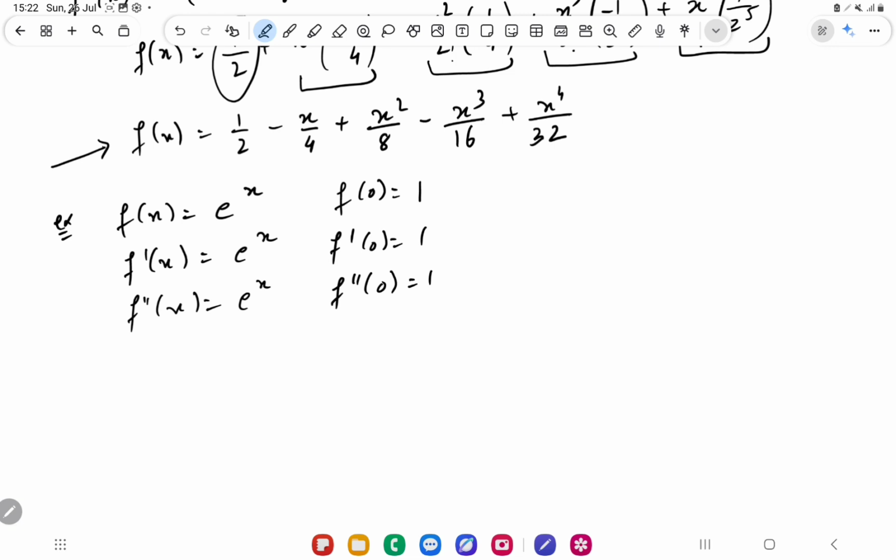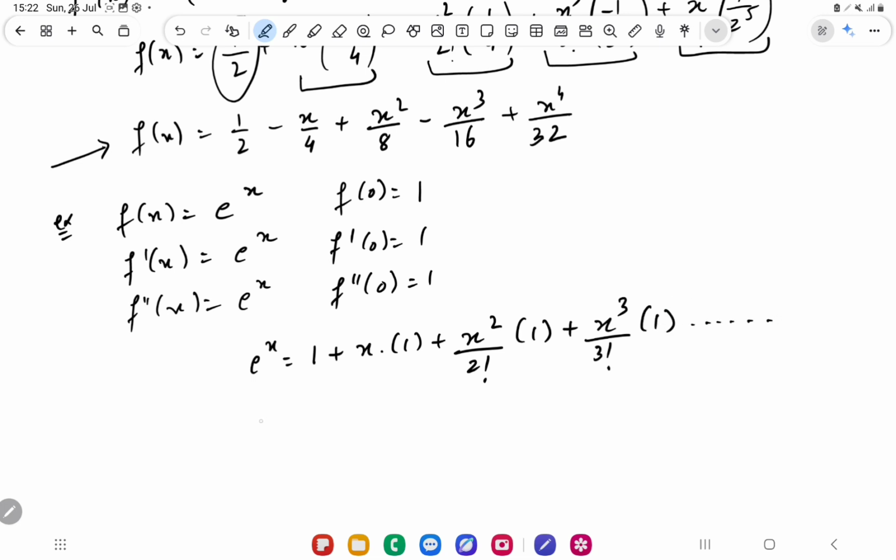Now we will plug into the master formula. So I will get f(0), that is 1, plus x into f dash 0, that is also 1, plus x squared by 2 factorial into f double dash 0, that is still 1, plus x cubed by 3 factorial into again f triple dash 0, and so on. On simplification I will get 1 plus x plus x squared over 2, x cubed over 3 factorial, which is 6, and so on.